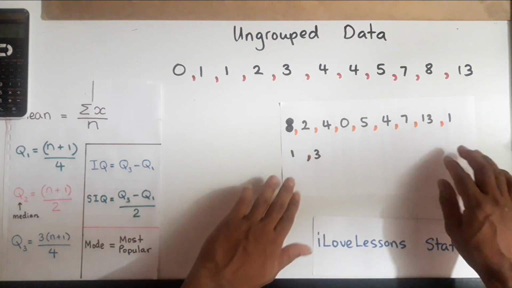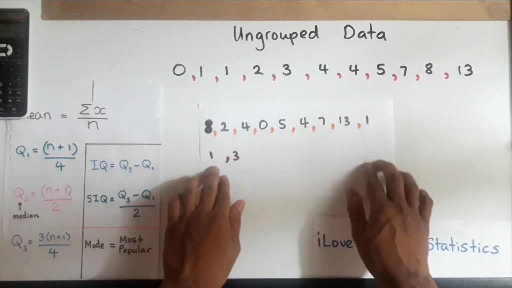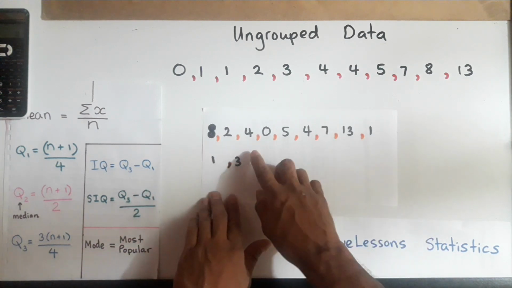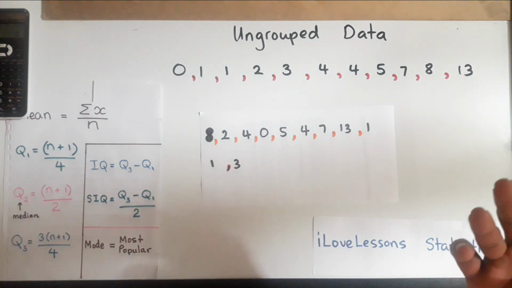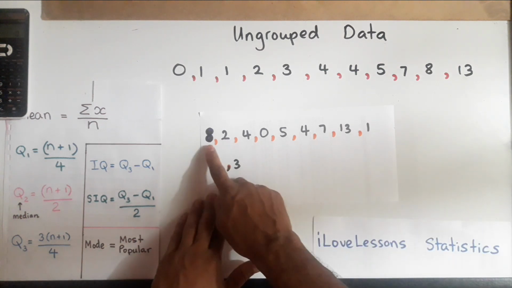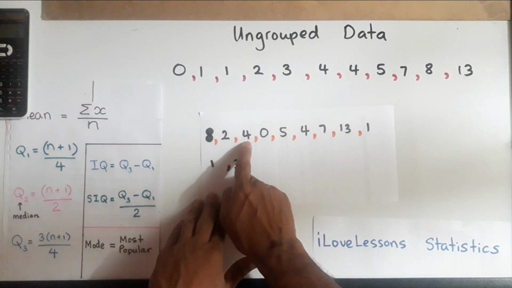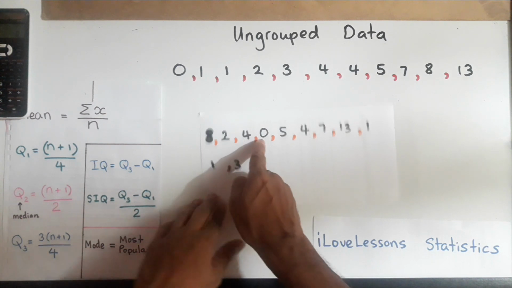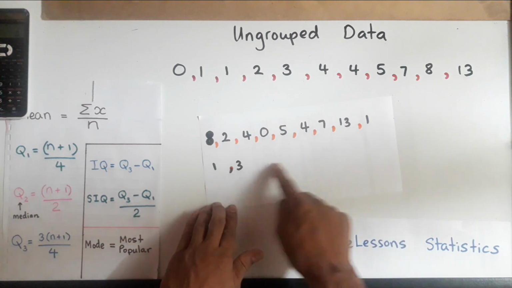The best way to explain this is through an example. Let's say we went and asked a group of people how many slices of pizza they can eat in one sitting. One person said they can eat 8. Sorry for the bad handwriting there. One person said they could eat 2, the next person said they could eat 4, another person said they eat 0 slices. Apparently they don't like pizza. So I think you get the idea here.